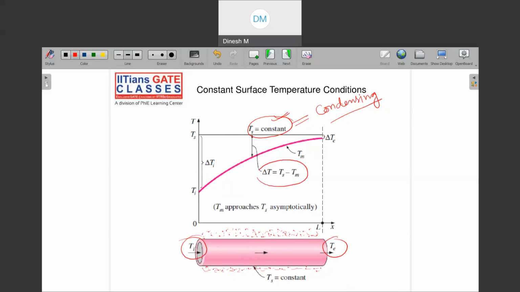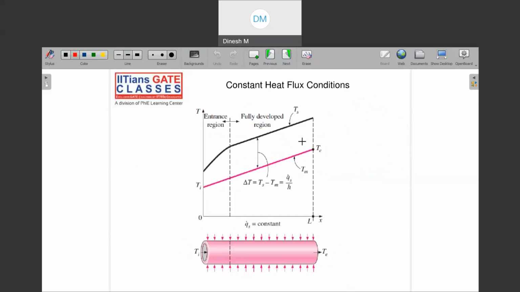But now here your delta T is not constant. Rather, we can see it is decreasing in the direction of flow. And this is the case of what? Constant surface temperature conditions. Can you see here that the surface temperature TW is not a function of x?